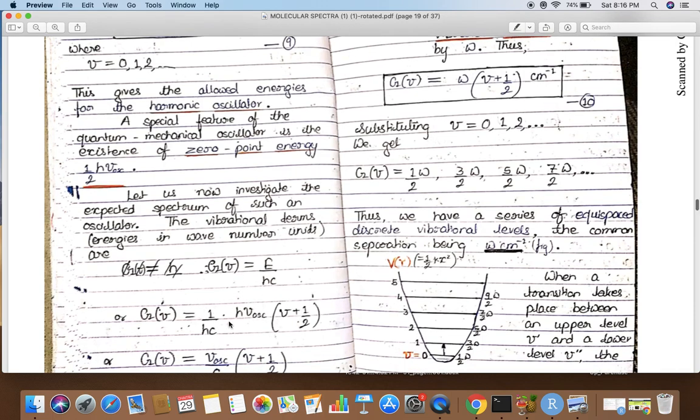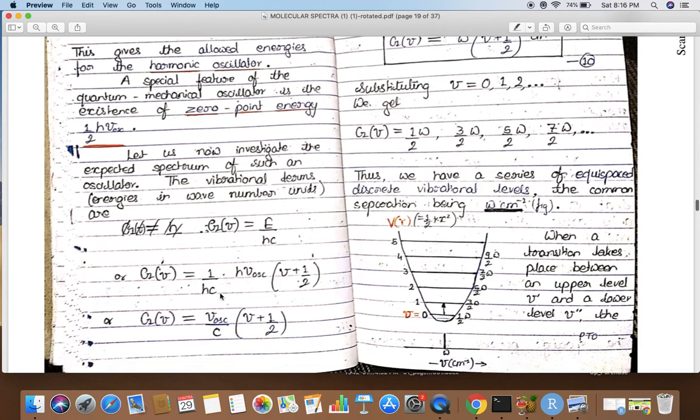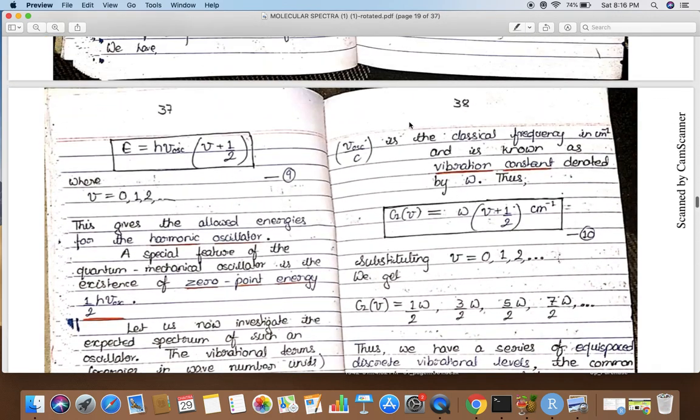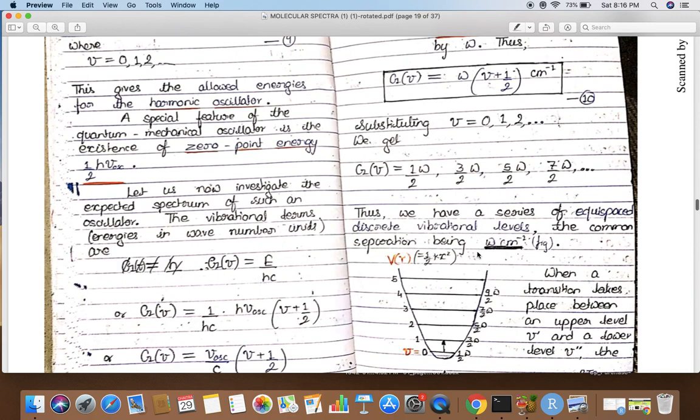Now just dividing this quantity, the h cancels out, this h nu oscillating divided by c, and this quantity we know is the classical frequency in wave number and is known as the vibrational constant, denoted by omega. So then we have G of nu is equal to omega times nu plus half, in centimeter inverse. That is the energy. So now once we put nu equal to 0, 1, 2, 3 and so on, then we have these different energies: zero point energy, first excited, second excited and third excited state.